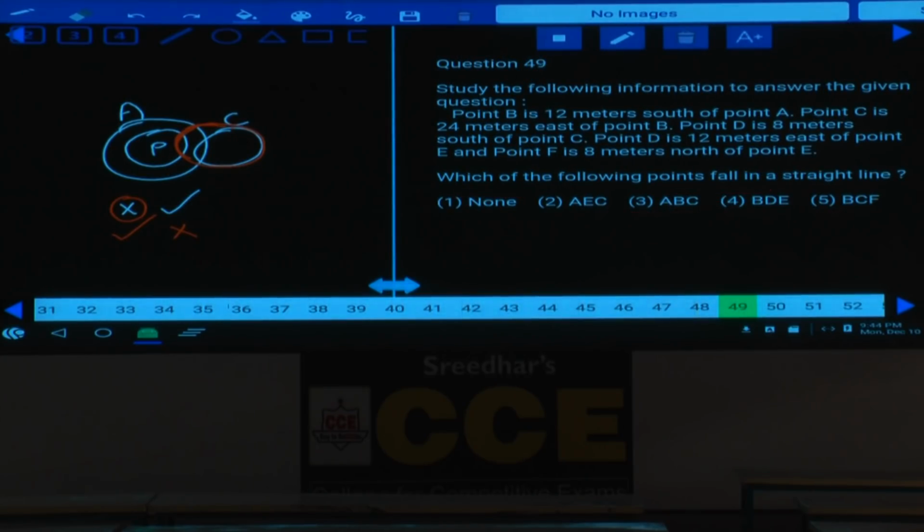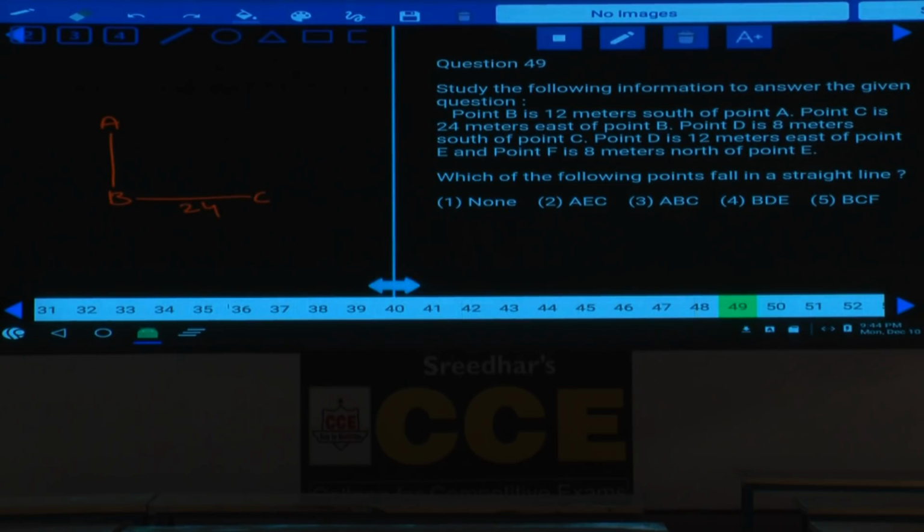Then question number 49 and 50. Now these two questions are based on directions. Point B is 12 meters to the south of A. A is here. Now B is 12 meters to the south of A. C is 24 meters to the east of B. Now let us write this A here. Now this B is here. Now this C is 24 meters to the east of B.